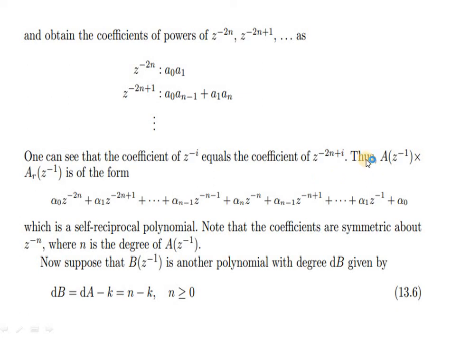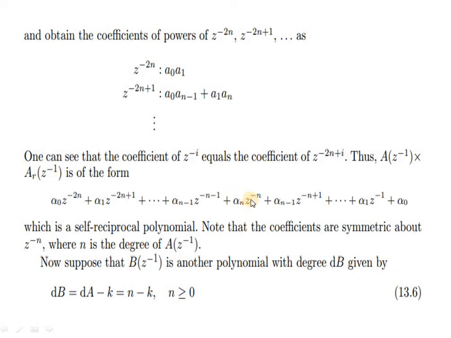From this we can say that a of z inverse into a of z inverse is in the form of alpha 0 into z raised to minus 2n plus alpha 1 into z raised to minus 2n up to a of n minus 1 z raised to minus n minus 1 plus alpha n into z raised to minus n, likewise continuing up to alpha 0. From this we can say that our polynomial is self-reciprocal and it is symmetrical about z raised to minus n.